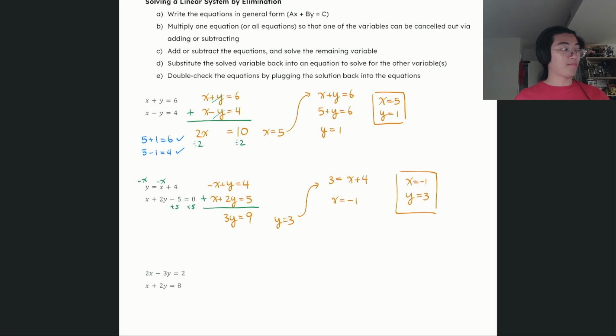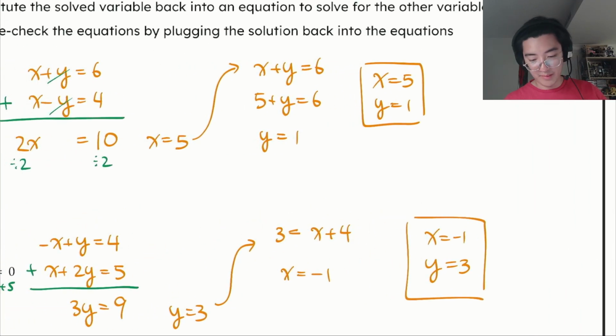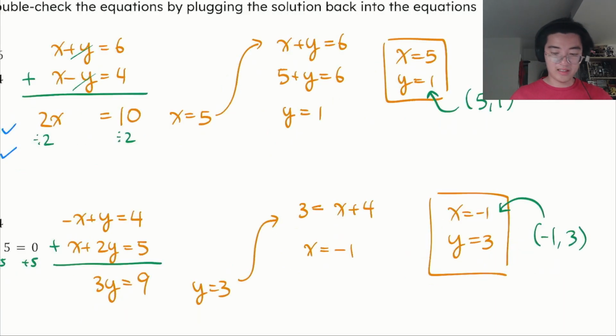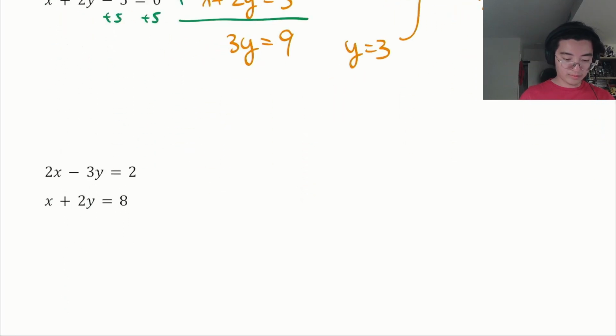Okay, and that's it. Keep in mind, we can also write the answer as ordered pairs, right? This is just (5, 1). This is (negative 1, 3). If we graph it, this is the point where the two lines will intersect. Again, I will take both as an acceptable answer, because they're just different ways to represent the answer.